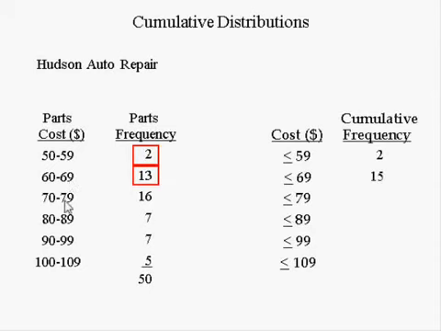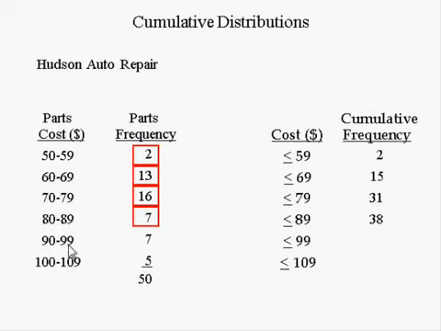15. The cumulative frequency of interval 70 to 79 is the frequency of invoices with parts costing at most $79. Since there are 2 invoices between 50 and 59, 13 invoices between 60 and 69, and 16 between 70 and 79, the cumulative frequency of this interval is 31. The cumulative frequency of interval 80 to 89 is the frequency of invoices with parts costing at most $89. Since there are 2 between 50 and 59, 13 between 60 and 69, 16 between 70 and 79, and 7 between 80 and 89, the cumulative frequency of this interval is 38.